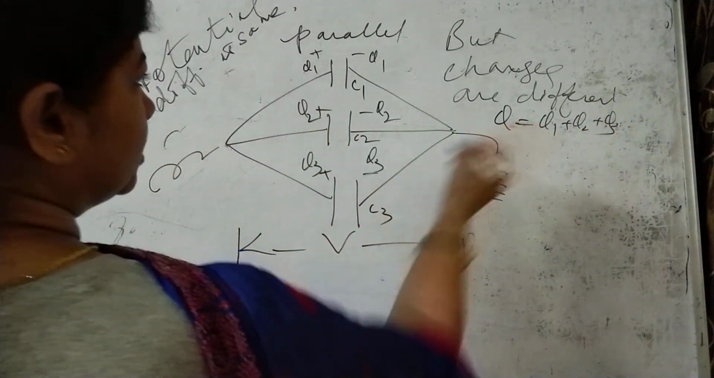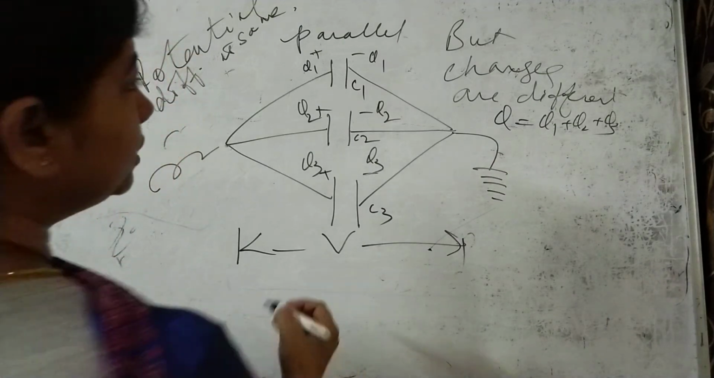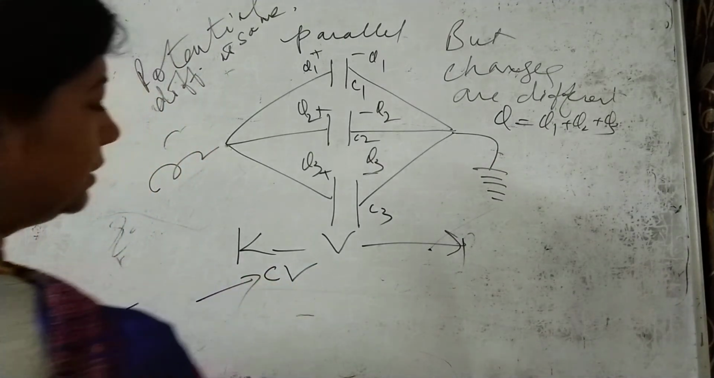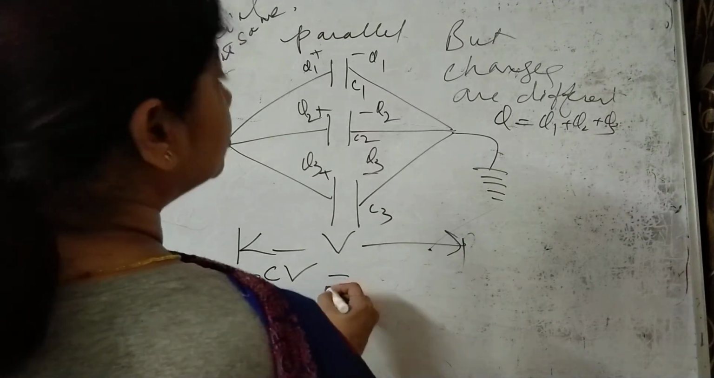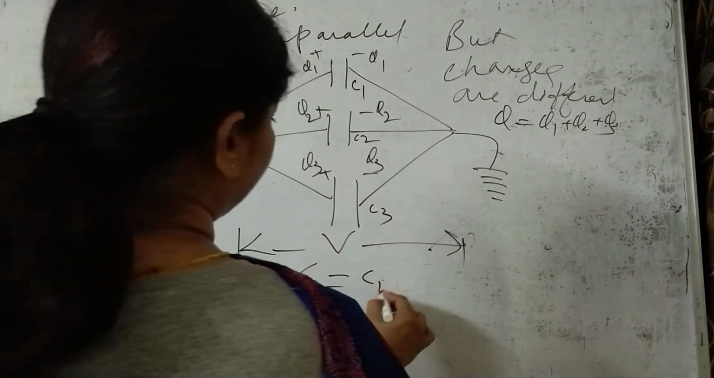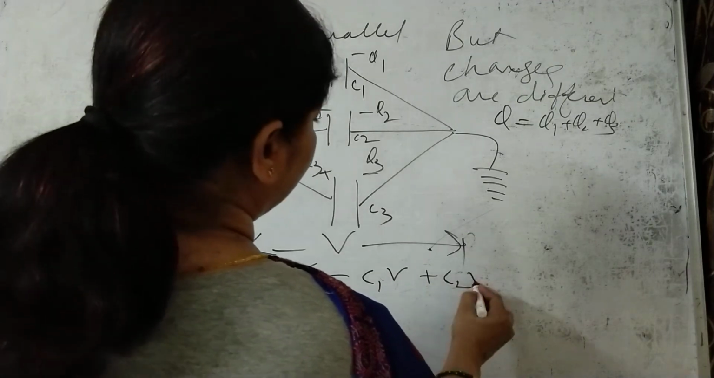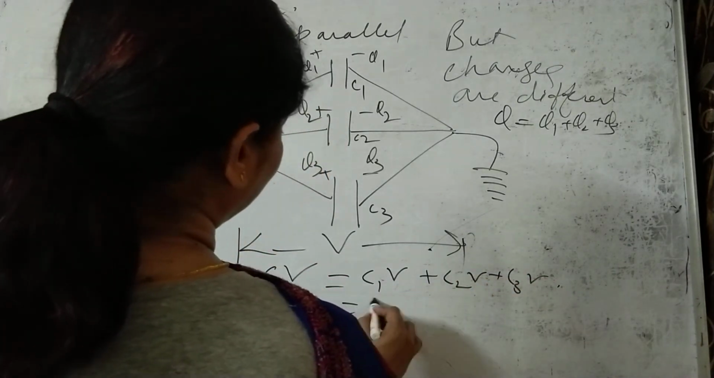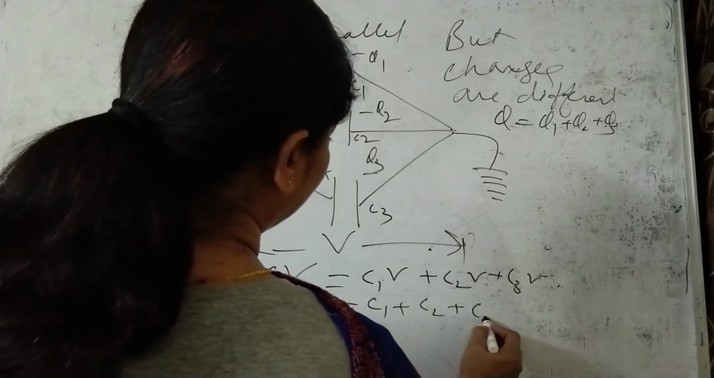Now since Q equals Q1 plus Q2 plus Q3, we can write CV, where C is the equivalent capacitance and V is the potential difference. The potential is the same, so it is C1V plus C2V plus C3V. So what we get is C equals C1 plus C2 plus C3.